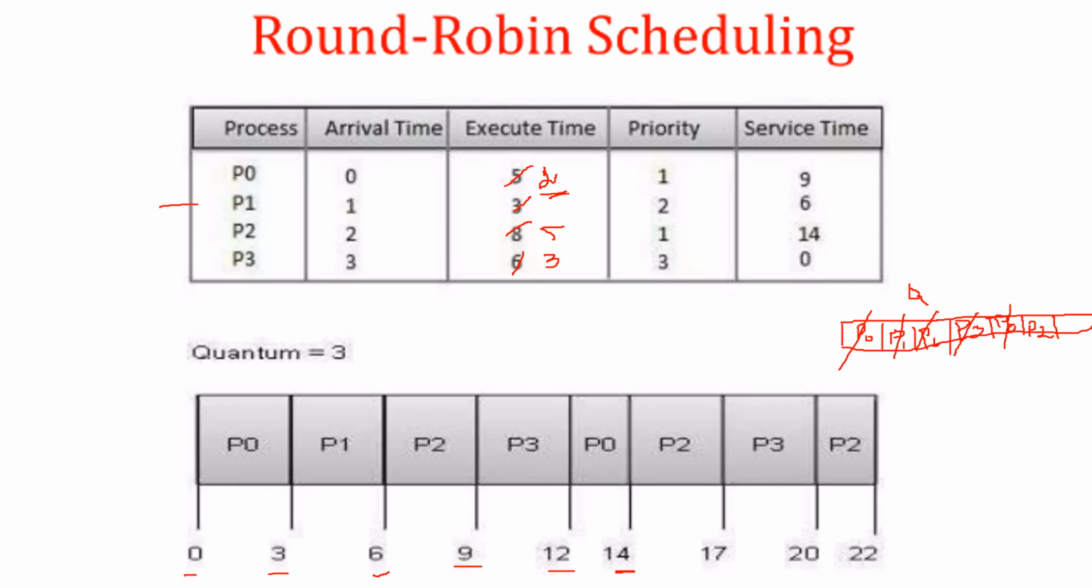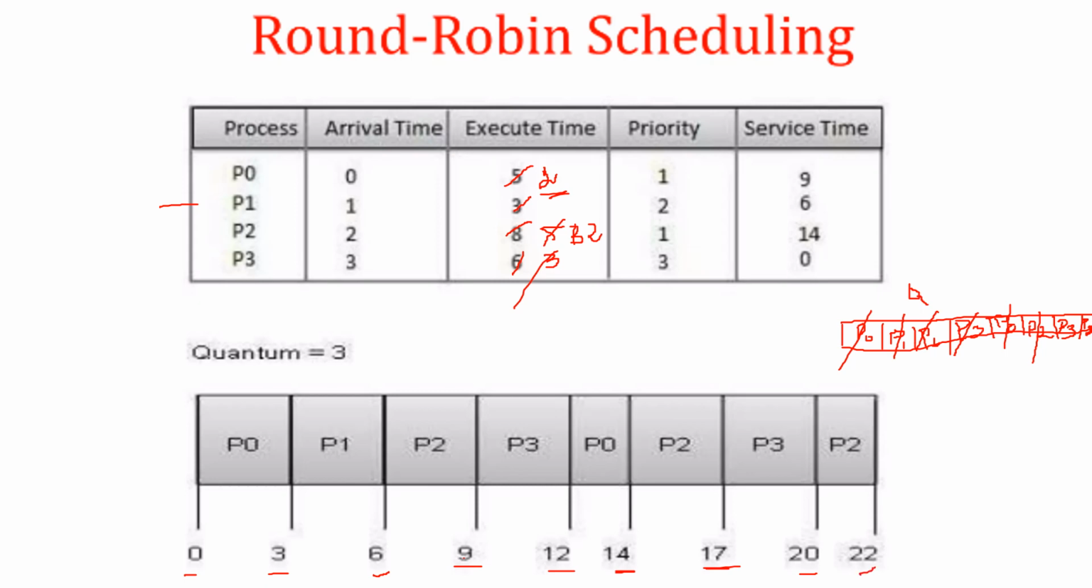Then what is available in the queue? P2. P2 will execute 3 again, so the remaining is 2. So 14 to 17 P2 will execute. Sorry, I missed P3 here. P3 is there, and after that P2 will come again. P3 again has 3 remaining, so 17 to 20, and P3 will get over at 20. The remaining P2 is 2, so from 20 to 22 P2 will get over.